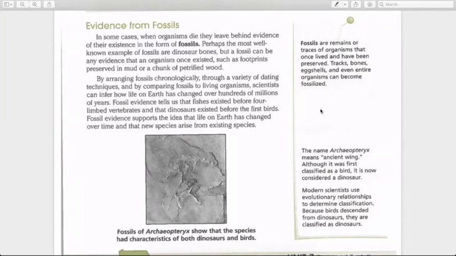Important note here, people think fossils are just bones. No, they are some kind of evidence preserved. Bones are an option, and most of the time they're not even bone anymore, right? The bone has been replaced by mineral. But they're in the shape of the bones, so they are evidence.